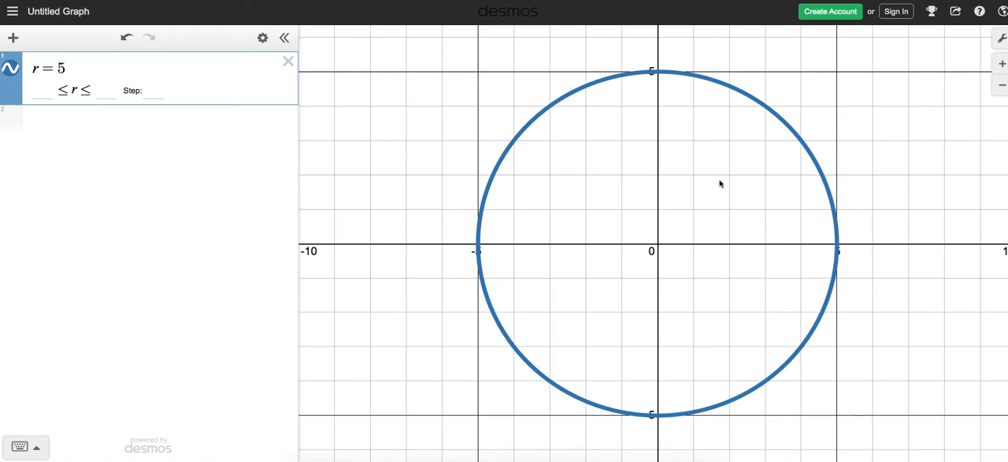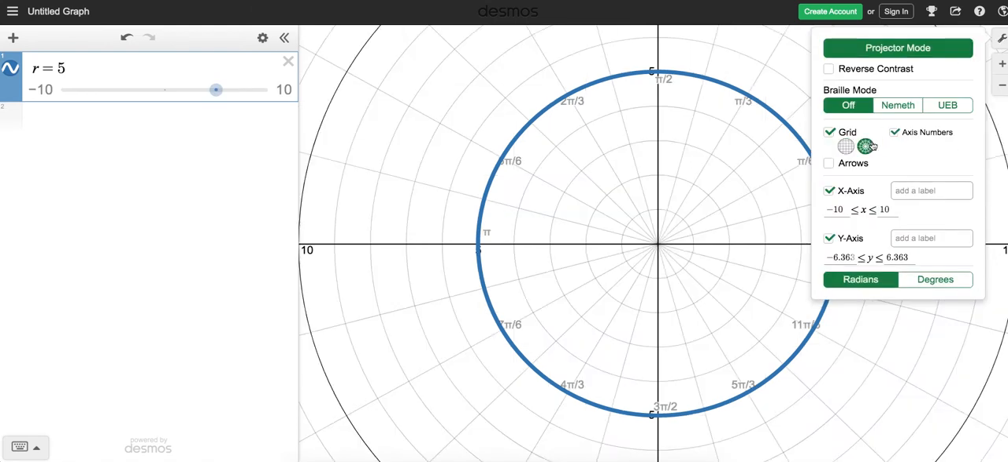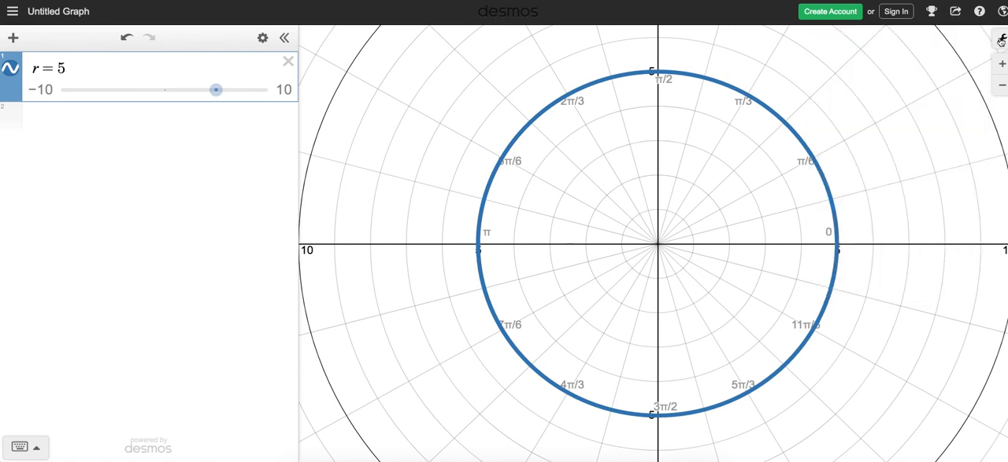And if we click on this graph settings button, we can actually toggle between the rectangular grid and the polar grid using this right here. But in any event, we want to convert this into rectangular form.